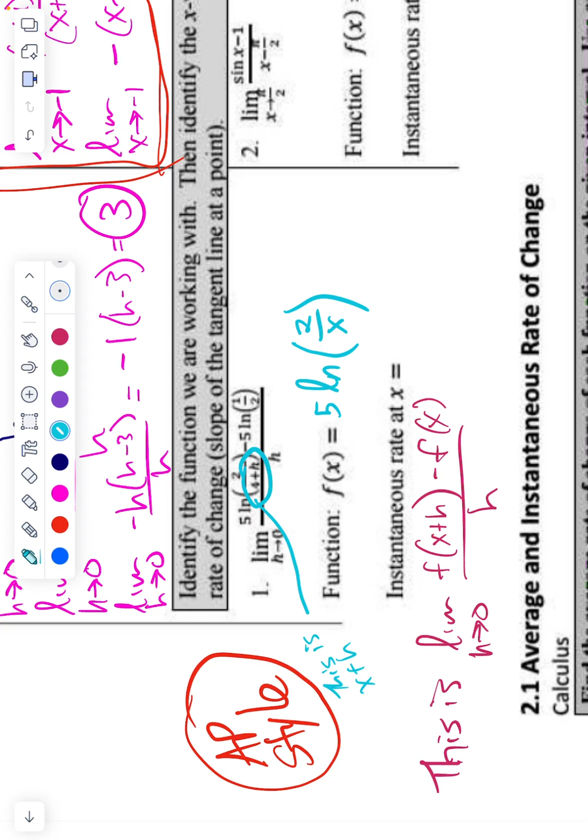Let me know. Yeah? So, since it's set up as f of x plus h minus f of x, why is 5 natural log 1/2 the second half? Okay, that's what we're going to talk about next. So any other questions on this first part?